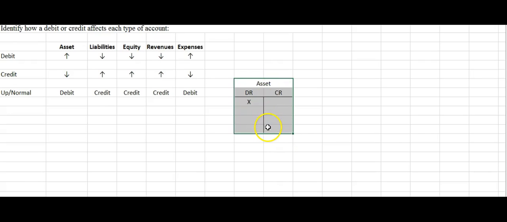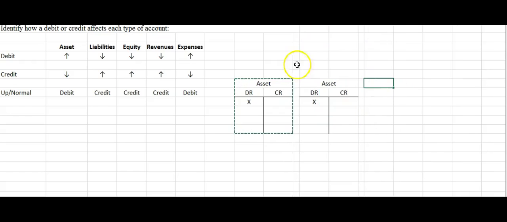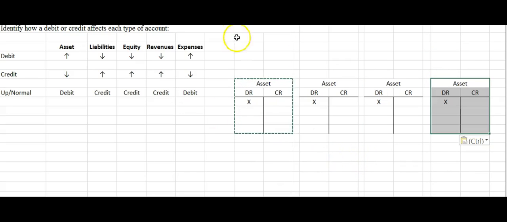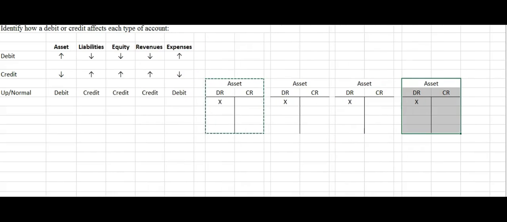And then let's copy this. Let me do this. Paste. Paste. Paste. Wish I had a little bit more space here so that I could fit another one in. Let's see if I could fit one in here. Not sure I'm going to be able to fit one in. Maybe I will. Let's see.